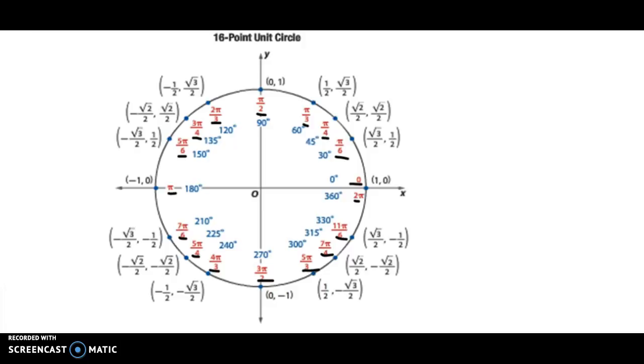So if we ever wanted to figure out what the cosine of pi over 3 is, we'd look at the first point at pi over 3, which would be 1/2. If we ever wanted to know what the sine of 150 degrees is, sine is the second number. So it'd be the second number in this point right here. And you have this in your notes, like I said before, so you can use this to reference anytime you're looking for an answer.